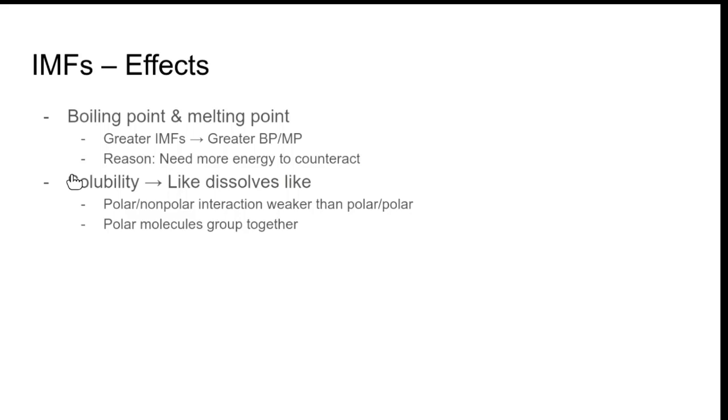And as far as solubility, we see that like dissolves like. The polar-nonpolar interaction is generally weaker than polar-polar, right? With a polar-polar interaction, we have positive and negative charges interacting, and that's a much stronger and much more stable interaction. So polar molecules group together. If you have oil and water, the oil is nonpolar and the water is polar. We see droplets of water in oil ball together because their interaction with each other is stronger than with the oil.